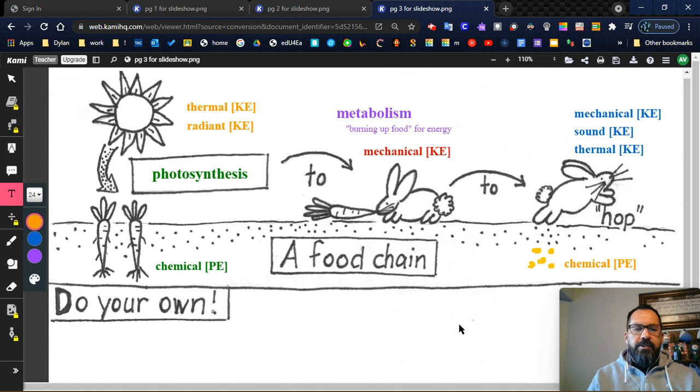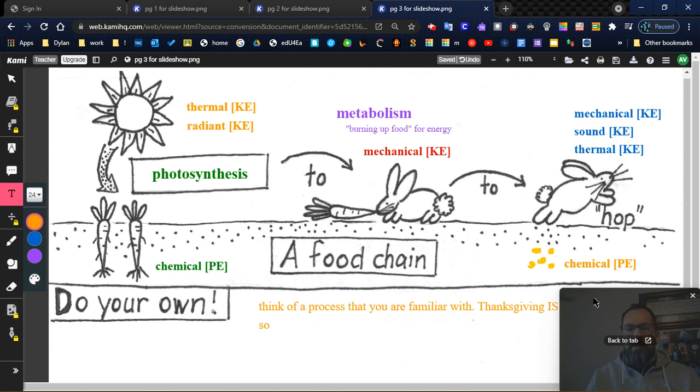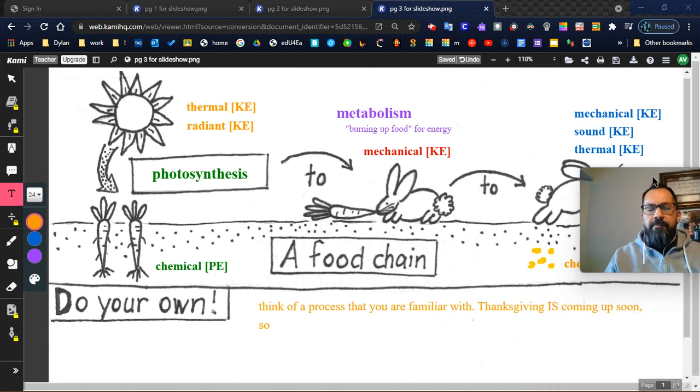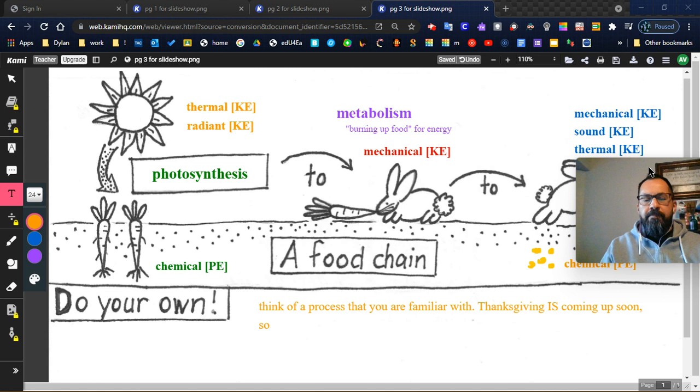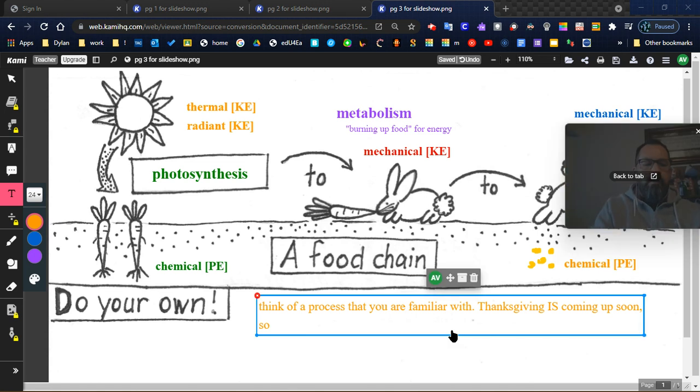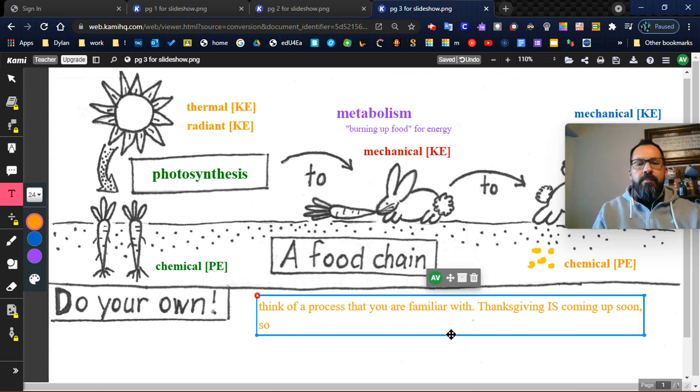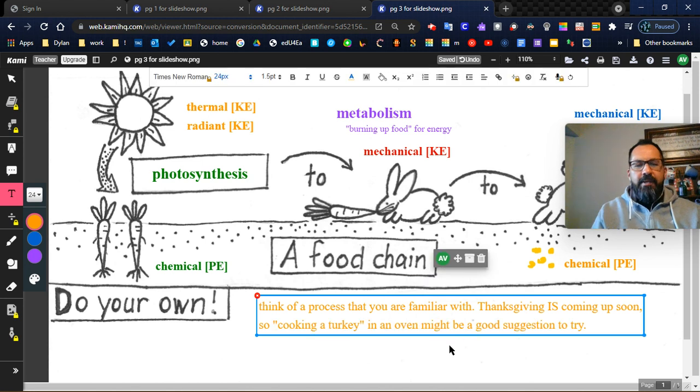Now, at the bottom of the page, you're going to see it says "Do your own." So now I want you to set up your own flow map to show how an energy transformation occurs for something that you're familiar with. So I put here, think of a process that you're familiar with. Let me get this out of the way. Since Thanksgiving is coming up soon, you might want to think about cooking a turkey. Cooking a turkey in an oven. So you might want to tackle that.